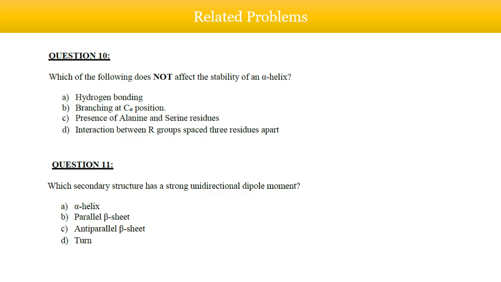Right, yes, so there is a mistake. Which of the following does not affect the stability of the alpha helix? It will basically be hydrogen bonding. It does not affect the stability of the alpha helix. It's not branching of the C alpha. Yeah, thanks for correcting. That is right.